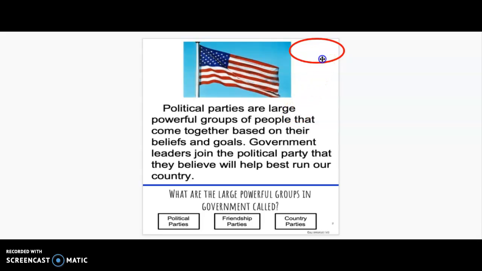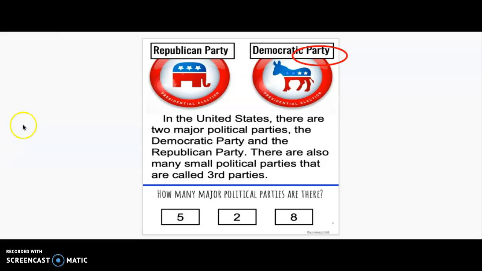That's right. It would be political parties. Political parties are the large, powerful group. All right, let's keep reading. In the United States, there are two major political parties, the Democratic Party and the Republican Party. There are also many small political parties that are called third parties.